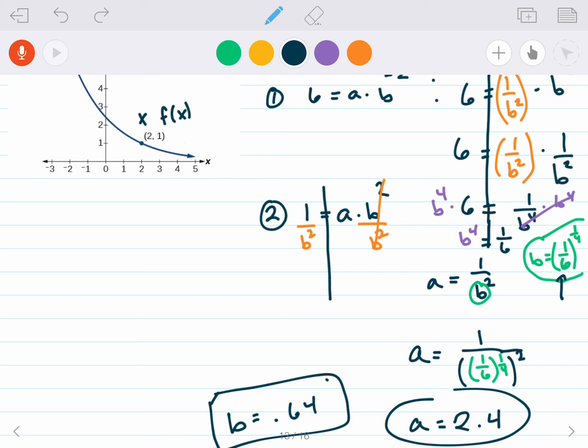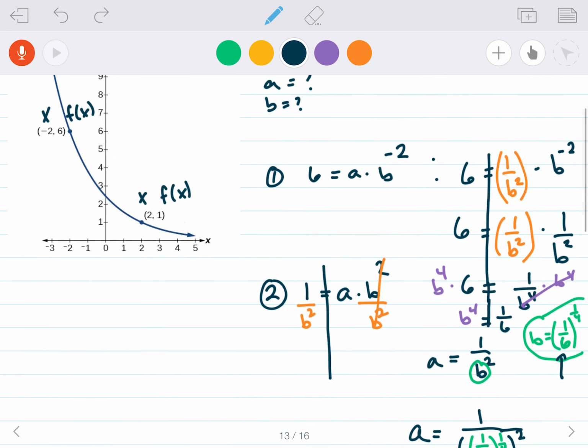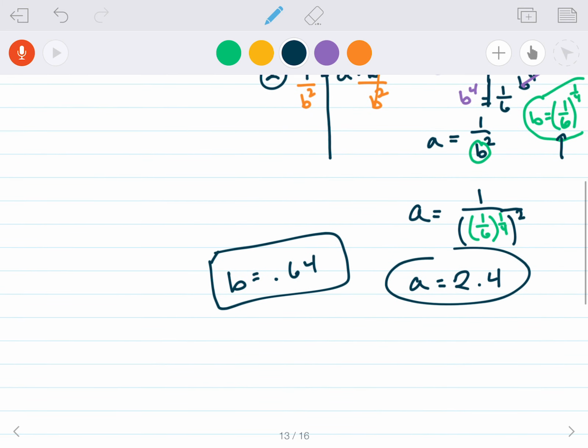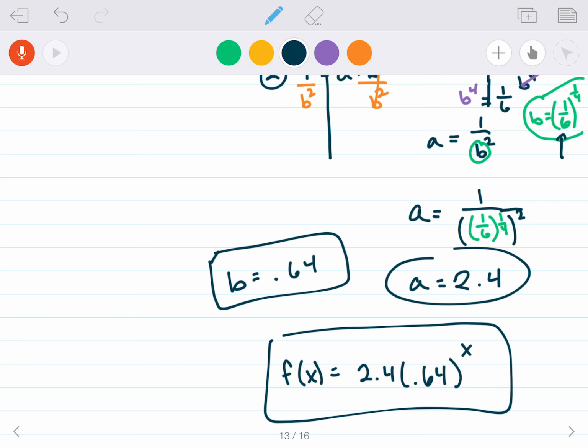And then b is less than 1, which tells us it's exponential decay, which we can see, right? As our time goes on, we're getting smaller and smaller and smaller. That's exponential decay. So this does make sense. And so our function is going to be f of x equals a times b to the x. And that is our answer there.